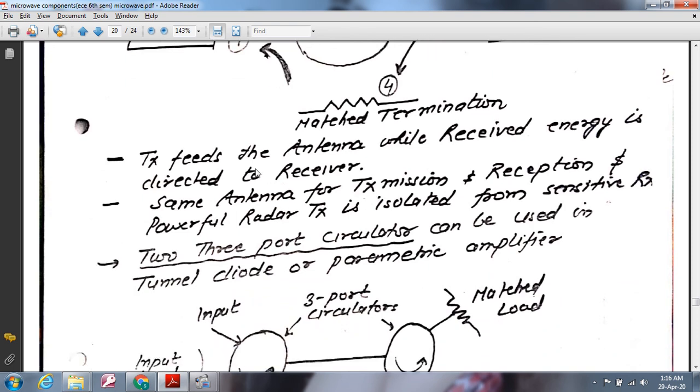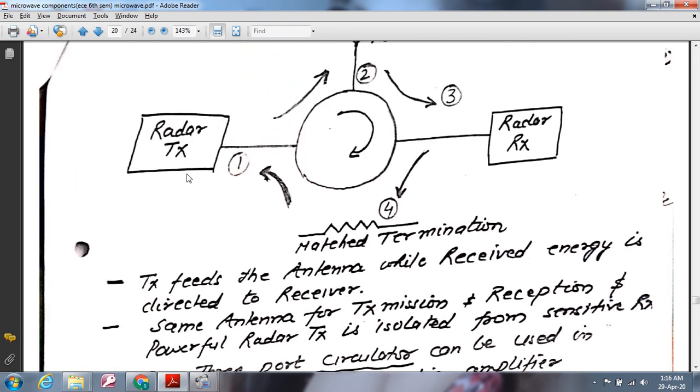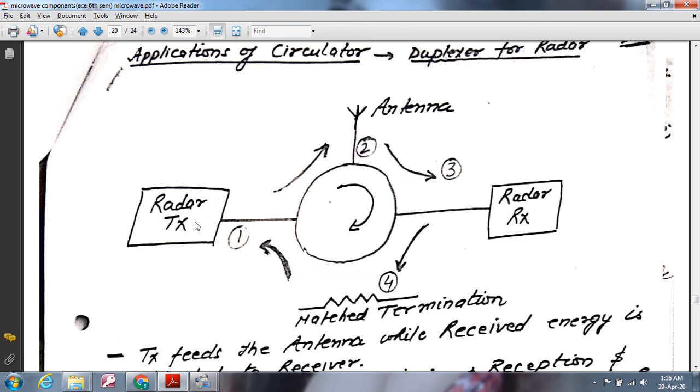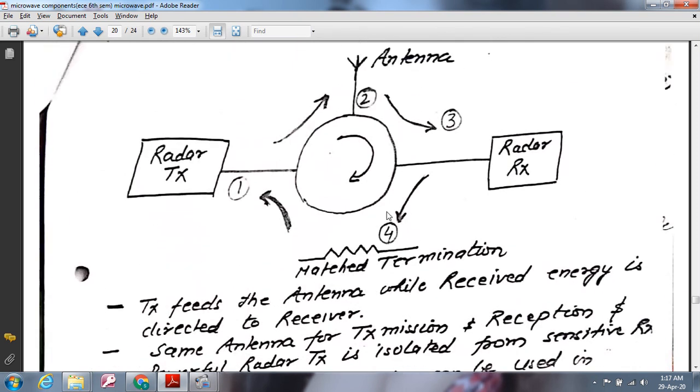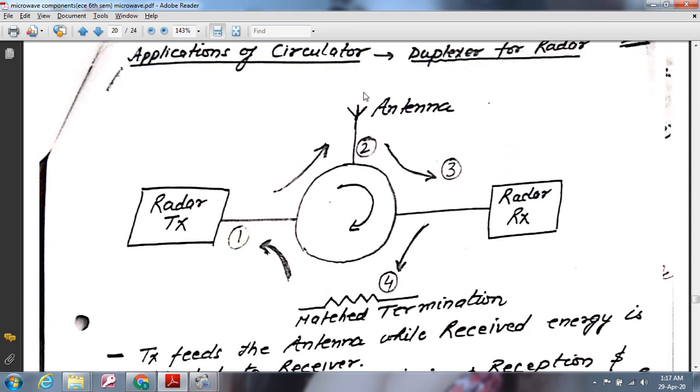Now the transmitter feeds the antenna while the received signal energy is directed to the receiver. The transmitter feeds this antenna because output from one can only go in the clockwise direction and can be taken as output from the immediate next port, that is port number 2. So any input from this side will go toward port number 2 where the antenna is connected, and received energy is directed to the receiver. Any energy received by this antenna will be transmitted to the receiver only.